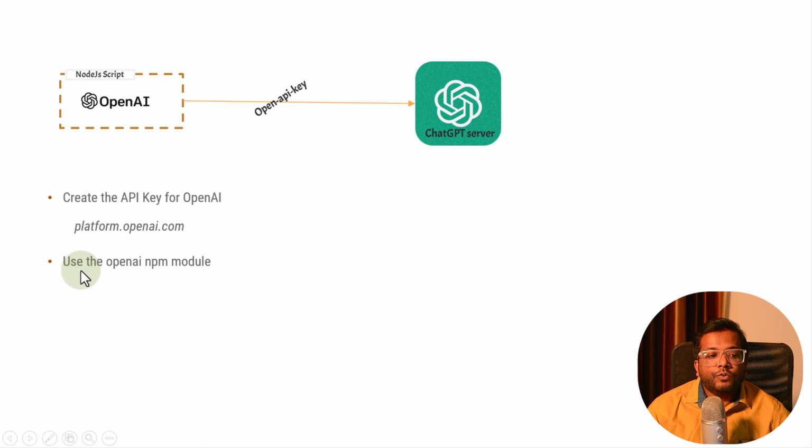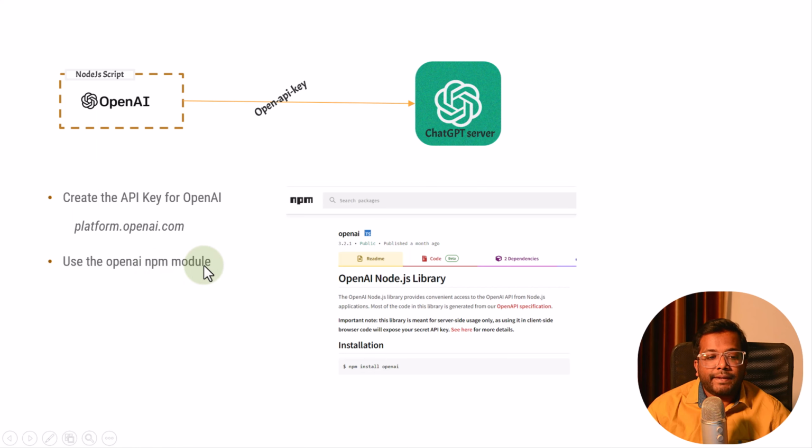After that we need to use the OpenAI npm module, and this is the OpenAI npm module. We'll use it to call some of the methods that have been exposed on this npm module, and we'll give some prompts, asking some questions to our ChatGPT server, and it will give you a response in your command line tool. So let's see how we can create it. The first step is creating this key, and for that we'll open the website platform.openai.com, and there we'll go and create our key.